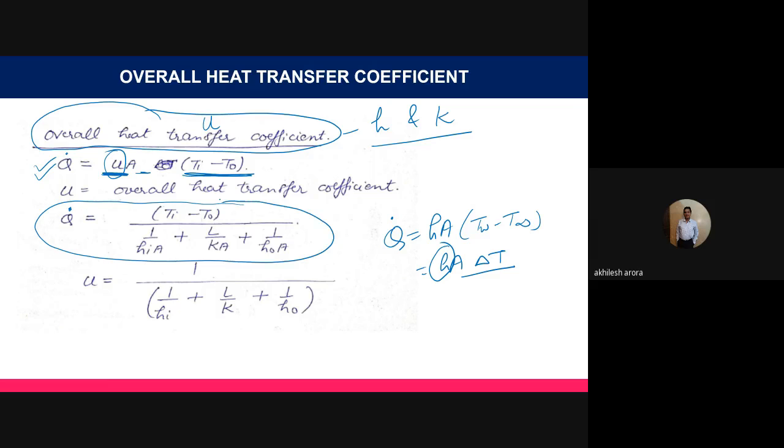Now when we compare both these equations, you can see the value of U is equal to 1 divided by 1 over Hi plus L by K plus 1 over H naught. So this is the value of U, and this value of U is taking into account both the heat transfer coefficient for the inside as well as for the outside, and this is very very important.